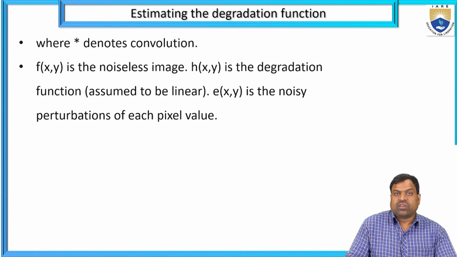So here f of x comma y is noiseless, but e of x comma y is noise, which is added to the original image. So that is a noisy image. Then the degradation function is for estimating how much percentage of noise is in the original image. Then we have to use filters to reduce the noise from the original. That is g of x comma y.